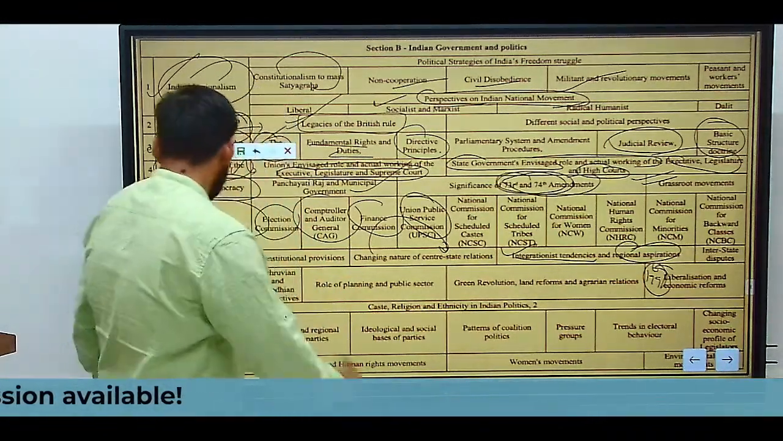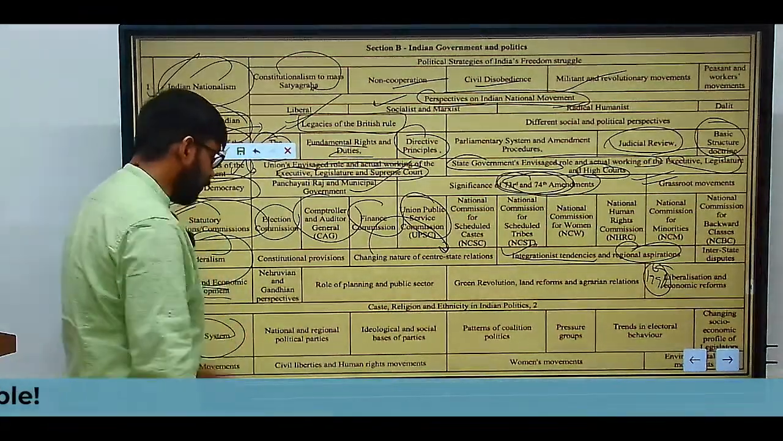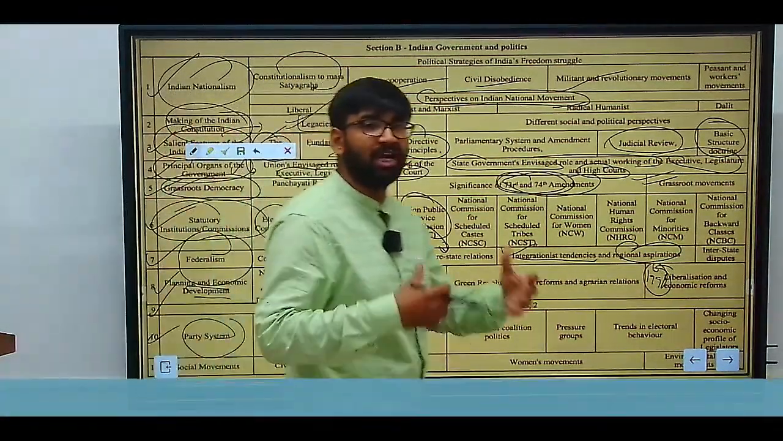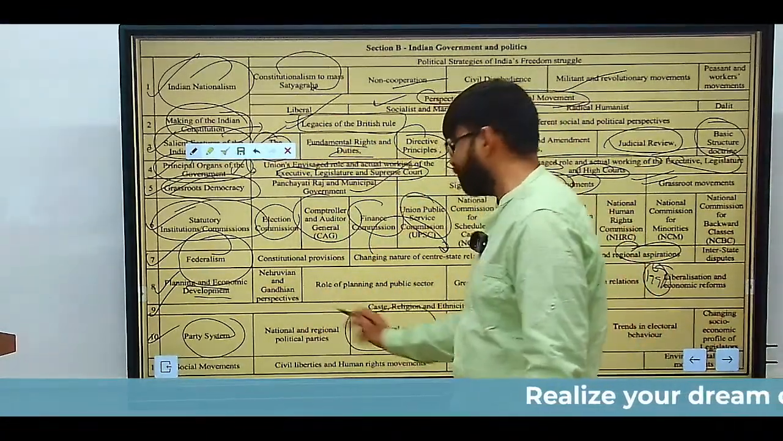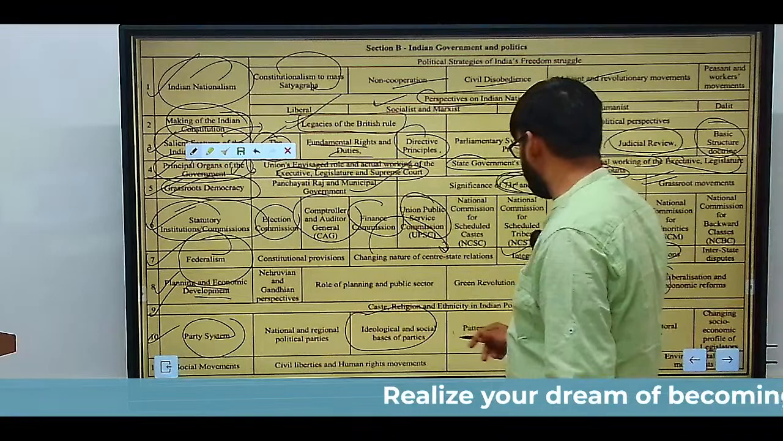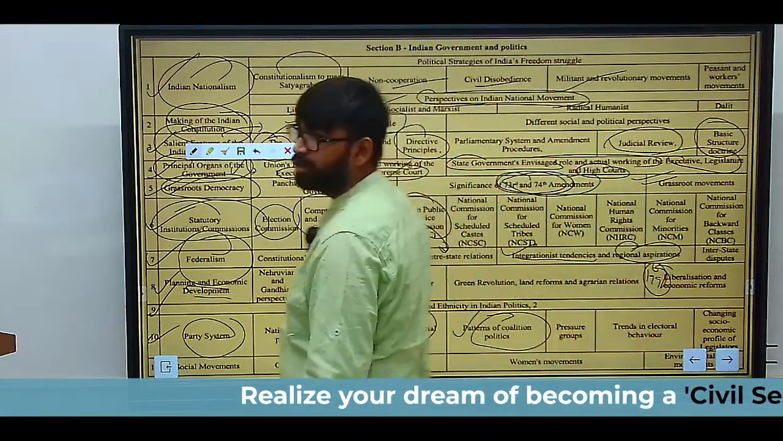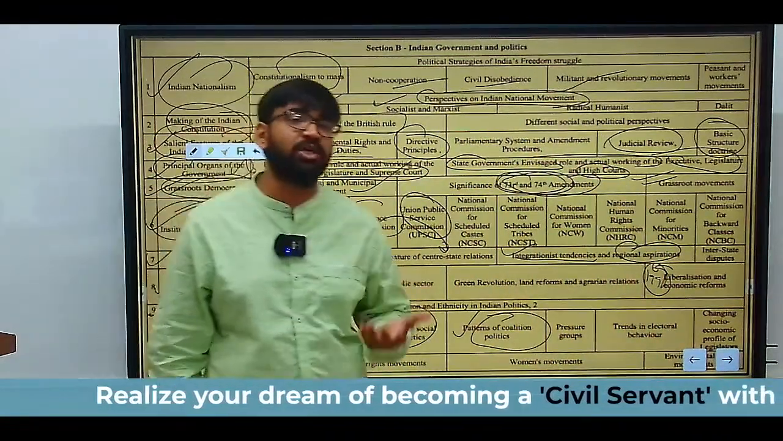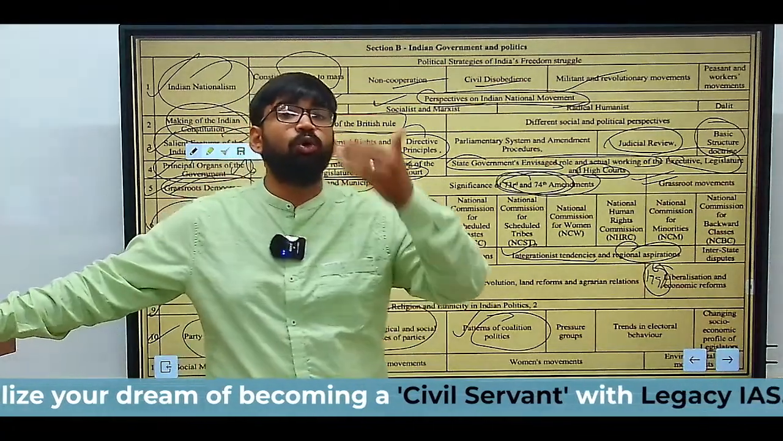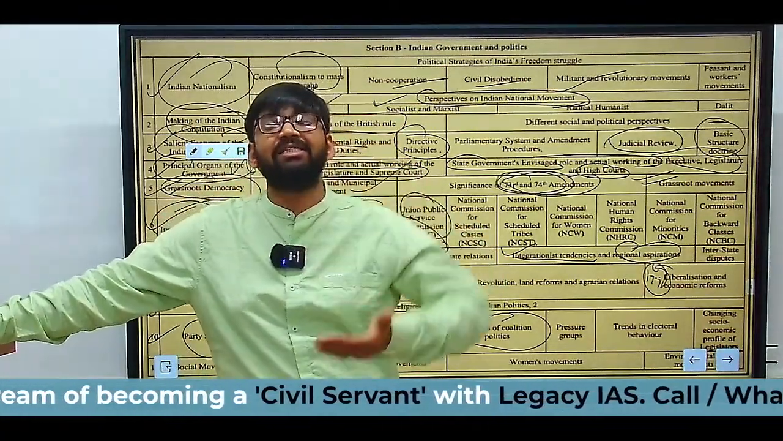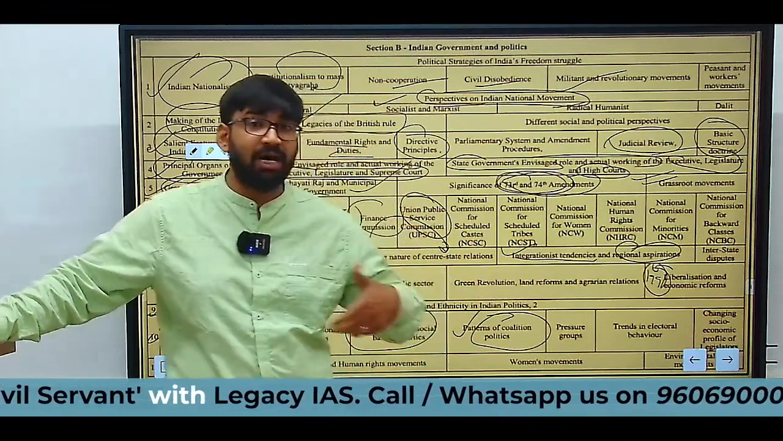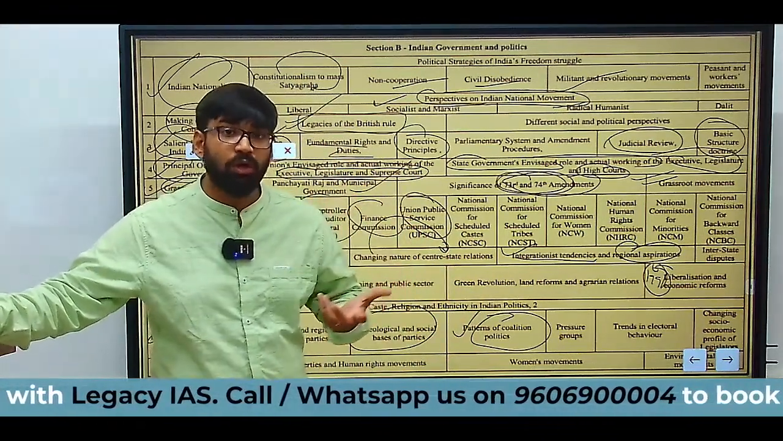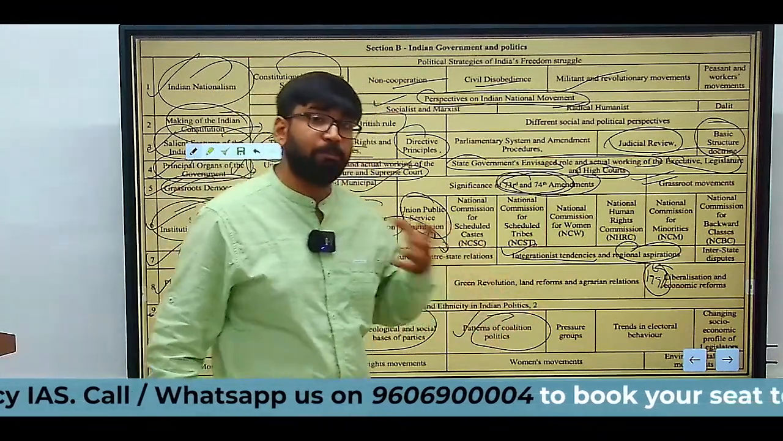Clear? Then party system. Now, national and regional parties, how national parties and regional parties are created, then the ideological basis of these parties, then the pattern of coalition politics, then the role of pressure groups. Pressure groups means those groups who pressurize the government to influence their policies, like big businessmen, Ambani, Adani, NGOs. So they are considered as pressure groups.